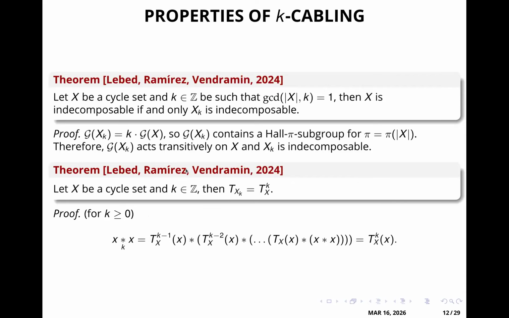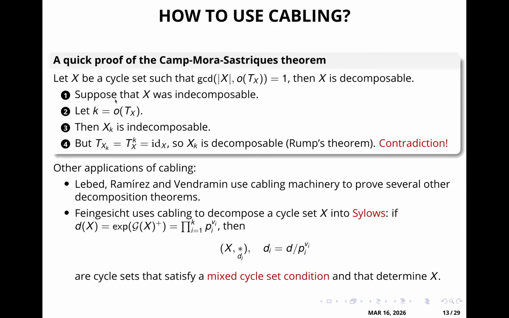But yeah, so one property is if we cable by nice indices, then we preserve indecomposability. On the other hand, we have control over the diagonal. And that gives us a very easy proof of the theorem of Camorra and Sastricus, by Lebed and Ramírez. Namely, we want to show that if a cycle set has a diagonal whose order is co-prime to the size of x, then x is decomposable.